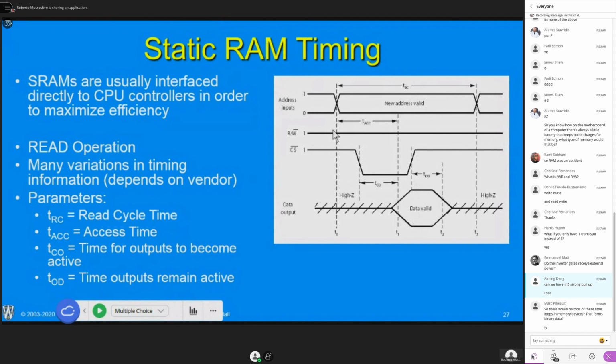What we kind of saw before with the ROM, we had the access time here, and we had the, well, this was TOE before, and now it's called TCO. This is the time for the outputs to become active, right? So this is my chip select just before, like on a ROM, but now we have TOD, the time the outputs remain active. There might be a moment here that the output is no longer valid because I'm changing the inputs again, right?